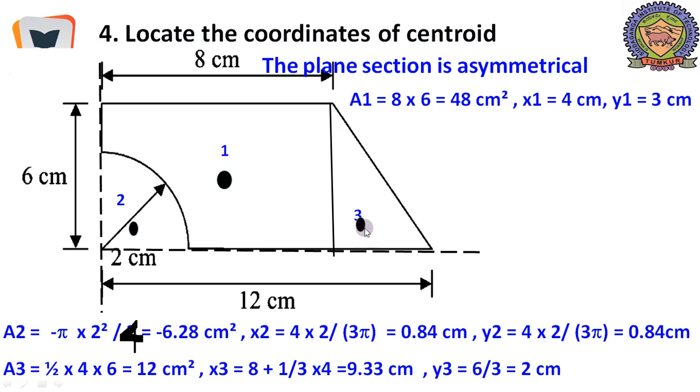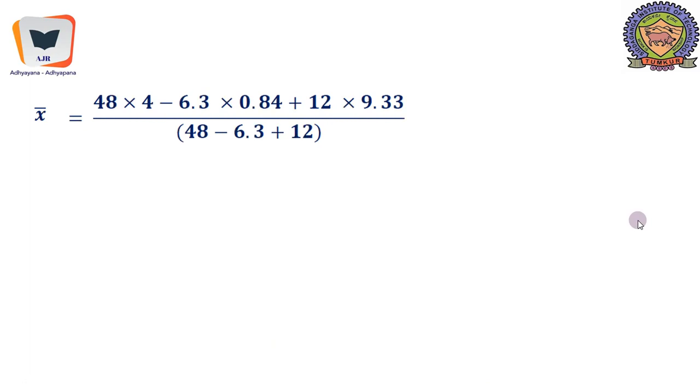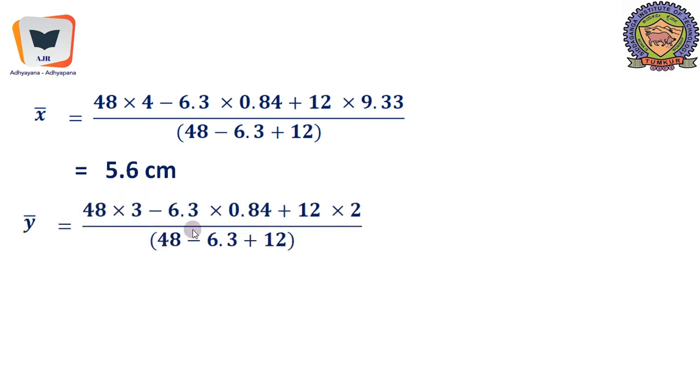Anyway, we need this distance because our reference axis is over here. So this distance is measured as far as the triangle is concerned, and this distance is half the dimensions of the rectangle, and this is 4r by 3 pi and 4r by 3 pi vertically. So we will just put the values that we have gotten into the basic equation: a1 x1 minus a2 x2 plus a3 x3 divided by a1 minus a2 plus a3. We have got 5.6 centimeters.